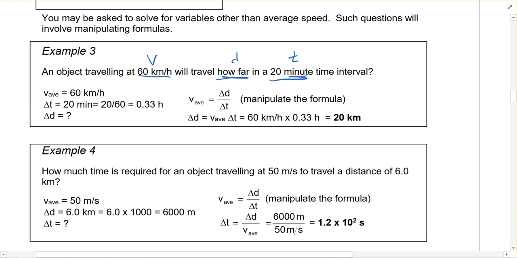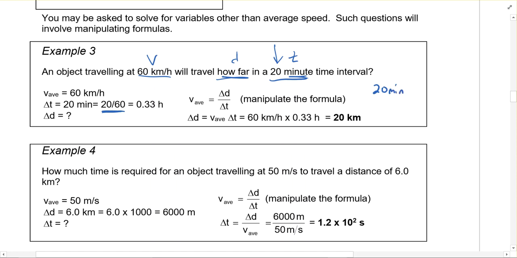Time, I don't like time being in minutes, because kilometers per minute, yeah, that's not right. I need these to be in similar units. So probably the easiest thing to do would be to change 20 minutes into hours. And that's what we did here. So I got 20 minutes. And I'm going to show you where I got this from using unit analysis. So let's go 20 minutes.